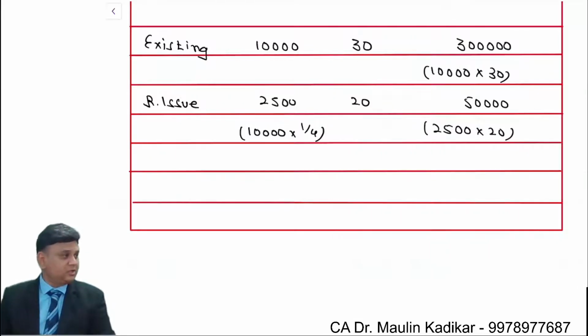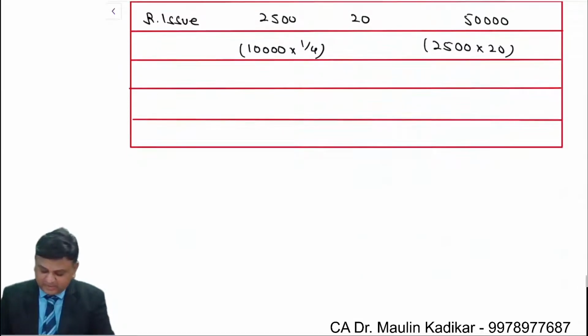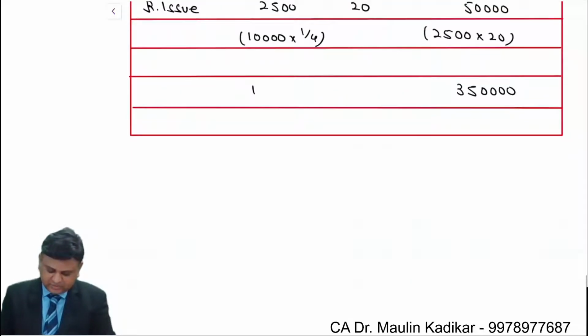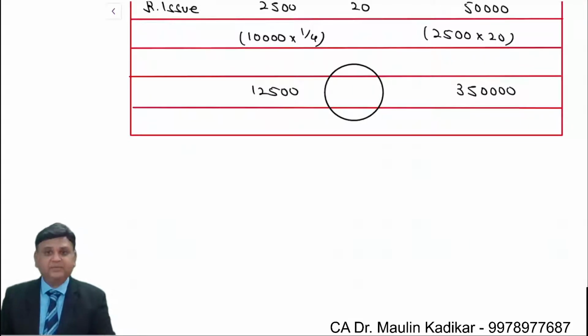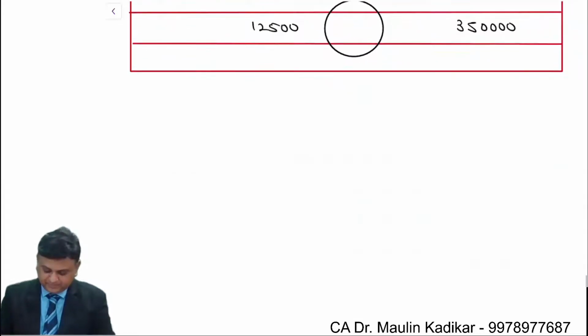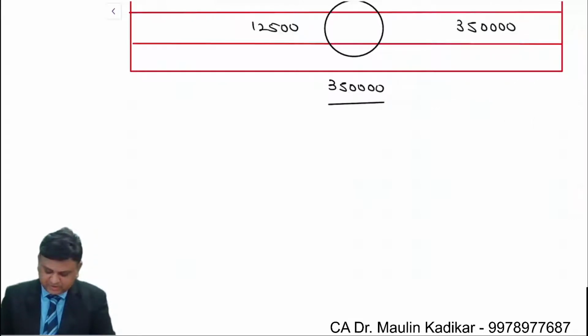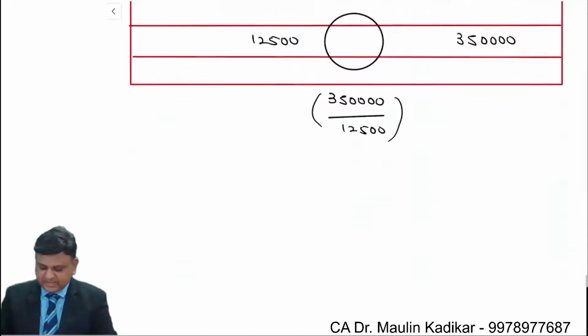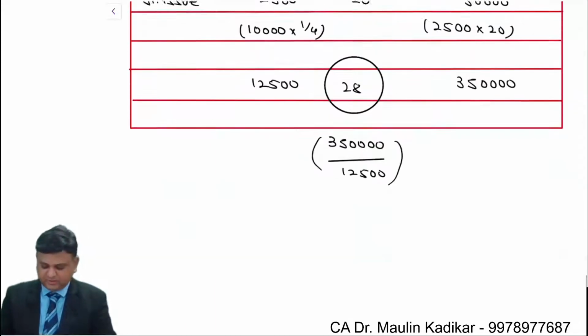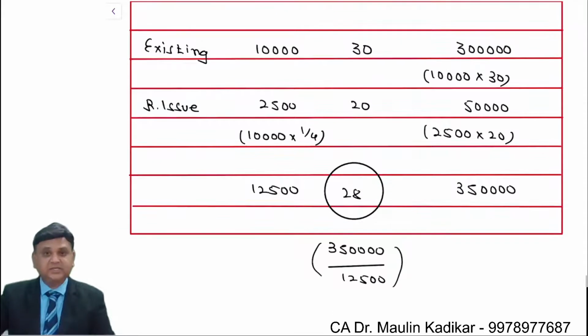So what will be the total value of the company? It will be 3,50,000. And what will be the number of shares? 12,500. So we can make the computation of the market price of the share as a balancing figure. That is 3,50,000 divided by 12,500 equity shares. And the answer comes to 28 rupees per share. Please write an answer.